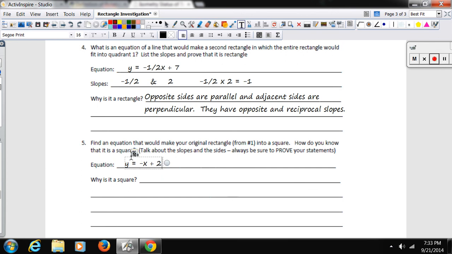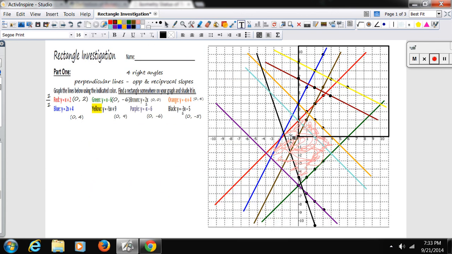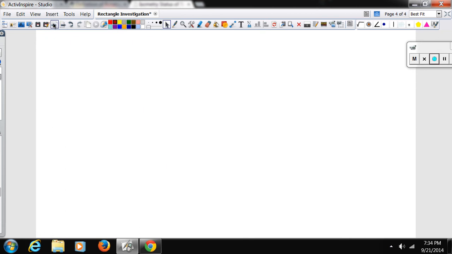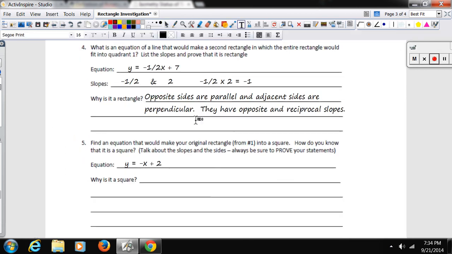Now, it has to be a -x, because we need it to be parallel to the orange or parallel to the purple. That would also be fine. But it has to be inside. It has to be either a +2. There's one other possibility. We could have come down here and it could have been a +4 or -4. So either +2 or -4. That would have made the square on top. So either +2 or -4. So we could have also used the equation y equals -x minus 4. That would have also made a square.